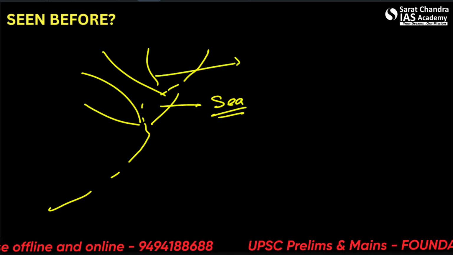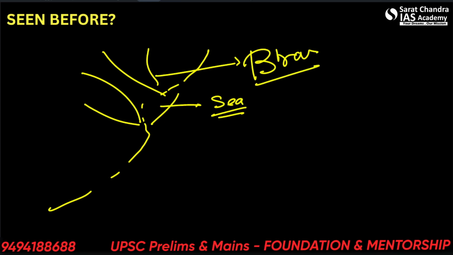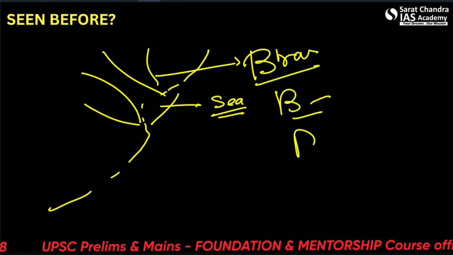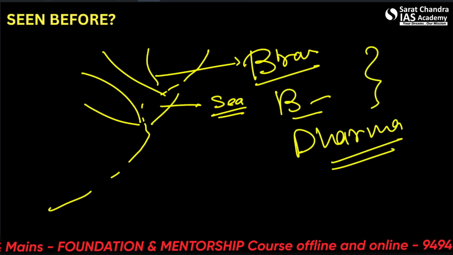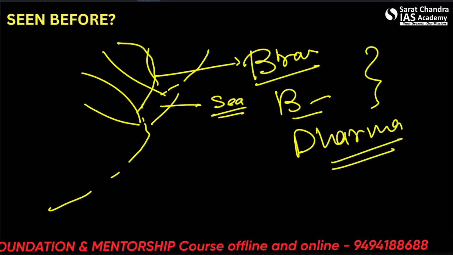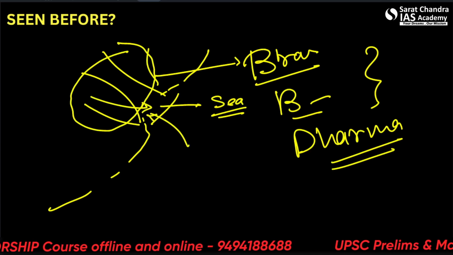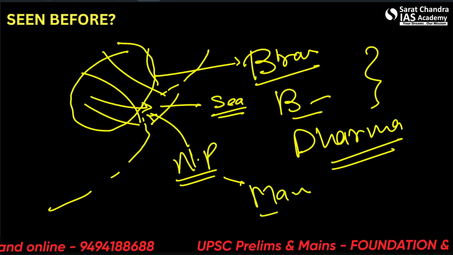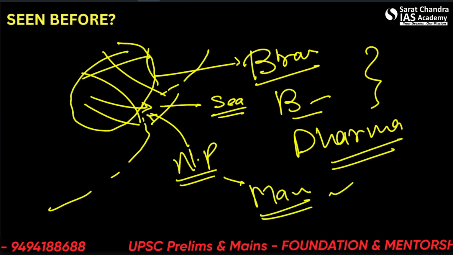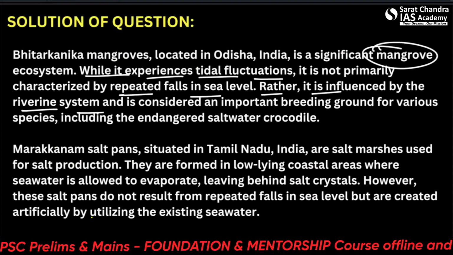So what are these rivers? Which rivers are these? They are Brahmani, Baitarani, Dhamra rivers. So please remember all these rivers also. They are the most influencing factors here in the formation of the Bhitarkanika National Park or mangroves. So they have influenced this geological formation more than the rise and fall in sea level.